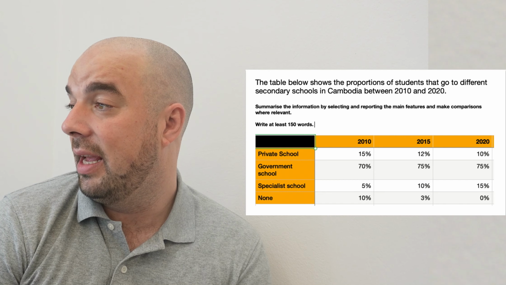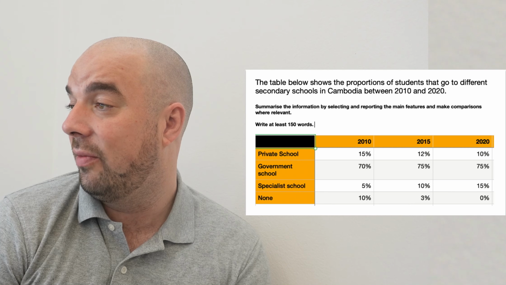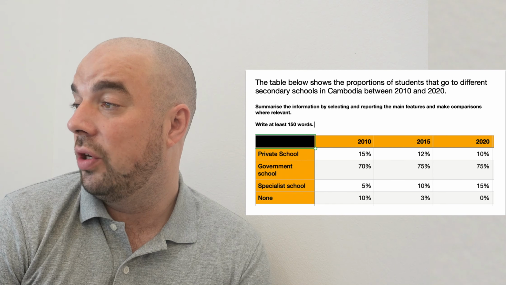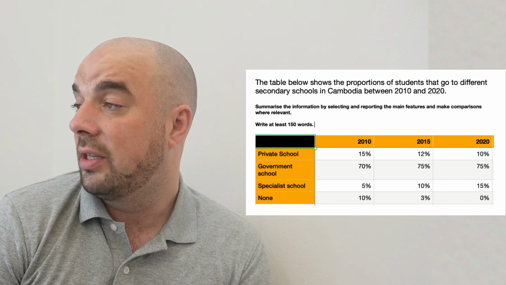and 2015 and in 2020, but the amount of students that go to no schools has dropped significantly. So after we have made a plan and selected the main features, we then need to write the introduction, which is the first part of the essay. In your introduction, you just need to paraphrase the description of the graph that is in every single question.